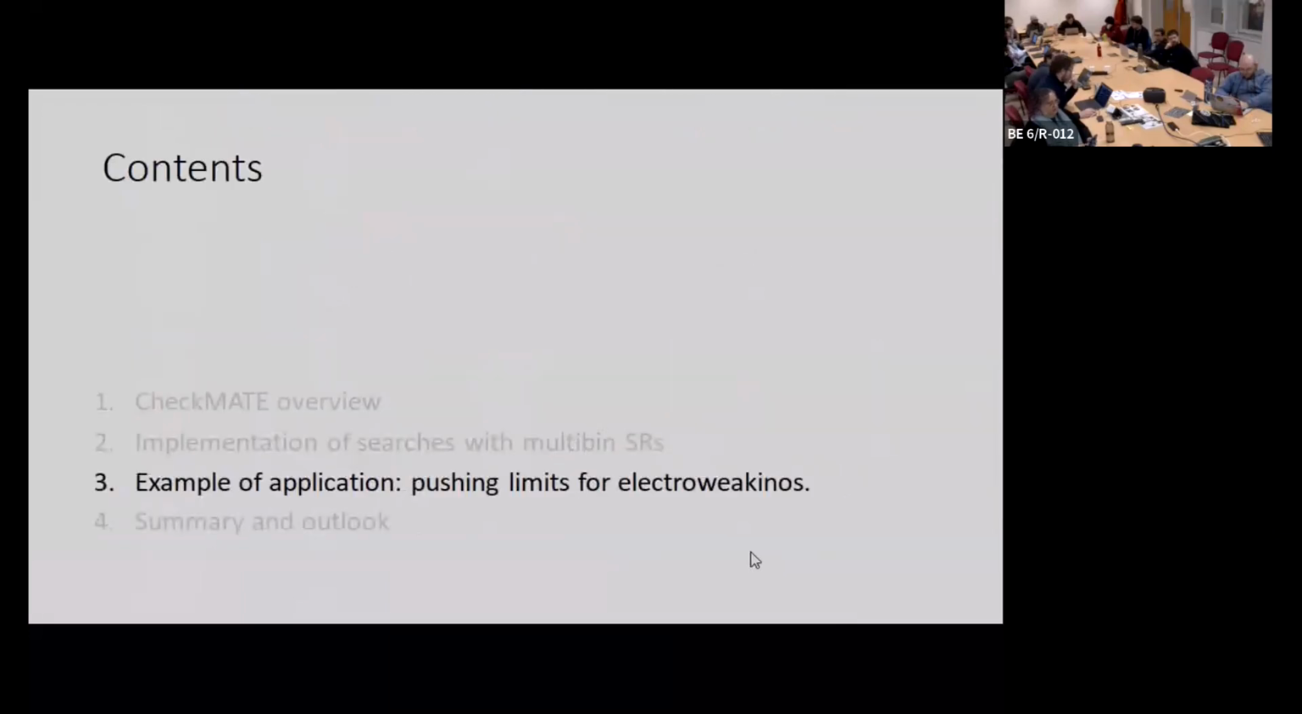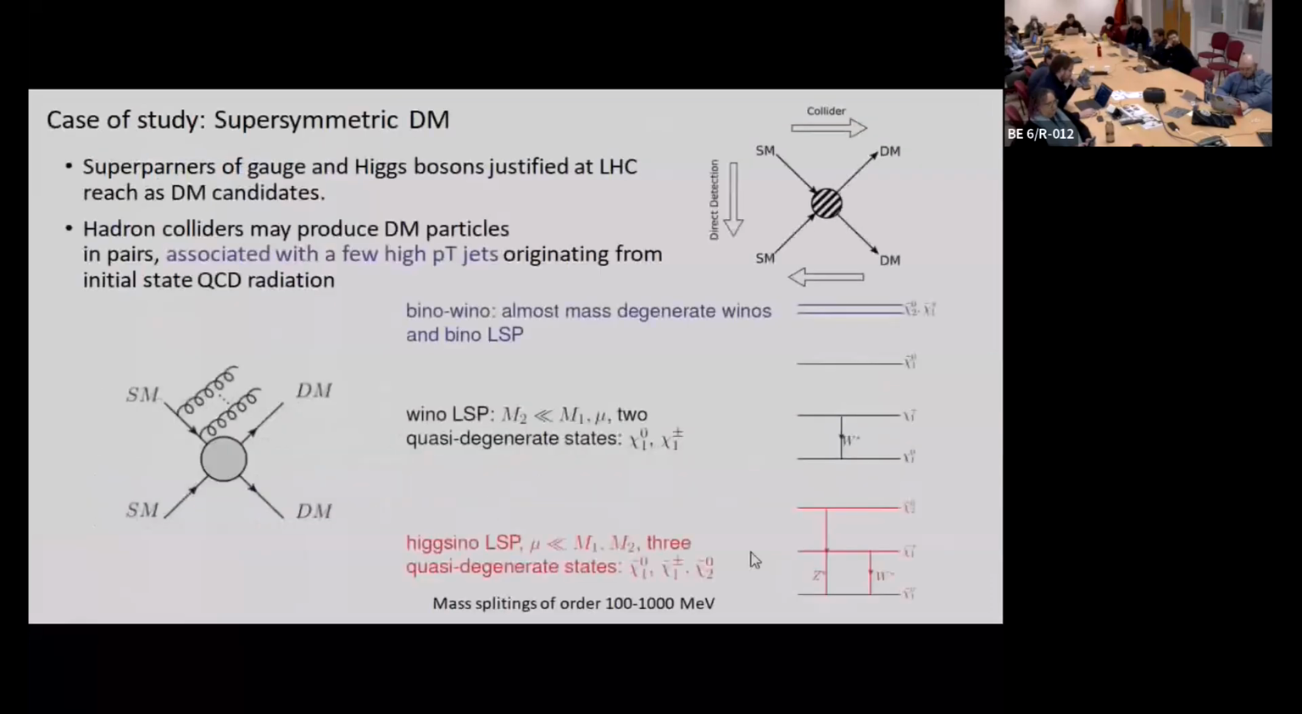So let me now give you an example of how to use this for some theory model. This is a very popular model, supersymmetry in the case where only electroweakinos are accessible. We select the Binos, Winos or Higgsinos to be dark matter. We decouple the rest of the spectrum and consider three scenarios.